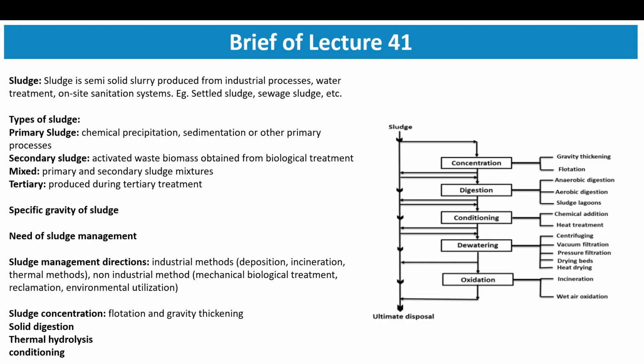Now, what is sludge? Sludge is nothing but a semi-solid slurry which is produced from industrial processes, water treatment, on-site sanitation systems, etc. Okay, so for example, from industrial processes, the sludge will be generated from the activated sludge process and the sedimentation tanks that are used, right? So these are a few examples. So this is specific to water treatment.